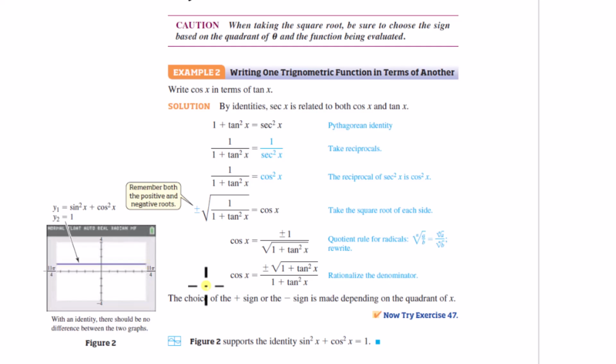Now you might be thinking, well, wait a minute, this isn't a function though, right? You have one input corresponding to multiple outputs. No, this is deceiving. This is a case where you input an x, and that's going to dictate which one to choose. You're going to eliminate one. There's no x you can input where you keep both the plus and the minus. So no, this is still a function. This is the cosine function expressed in terms of tangent.